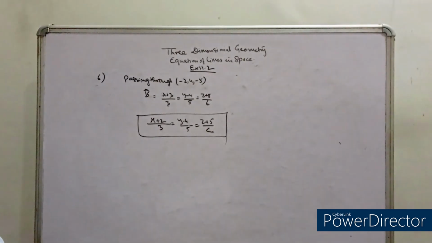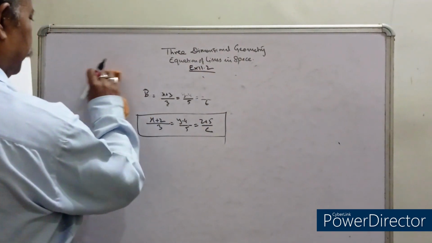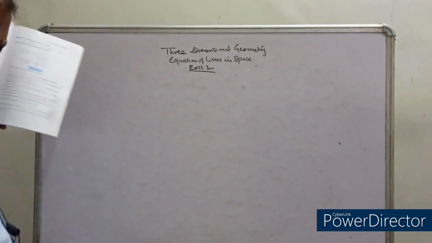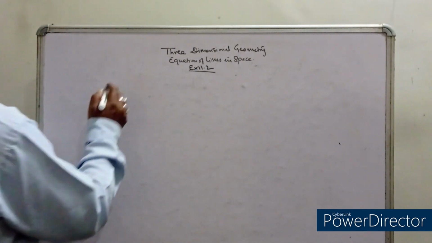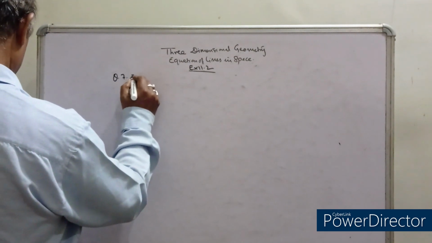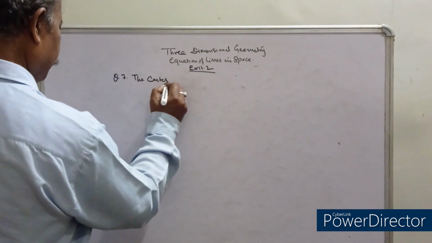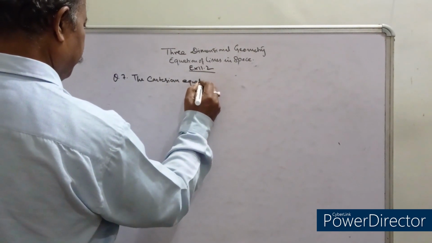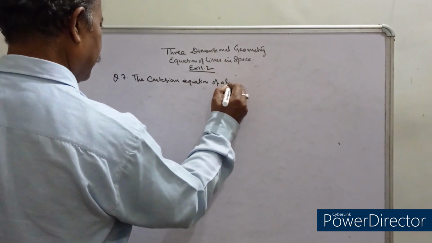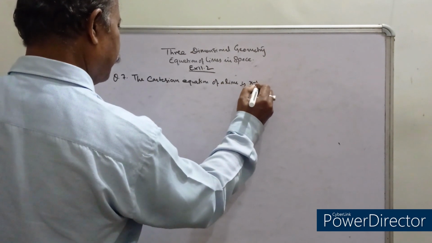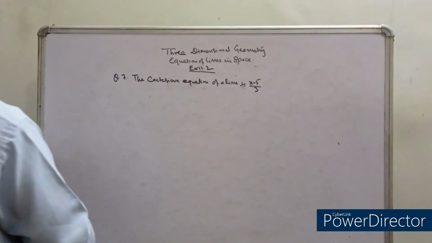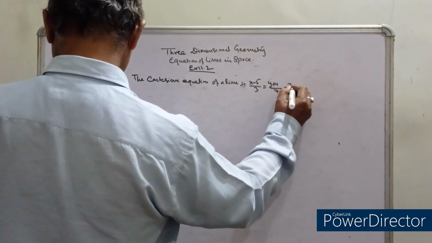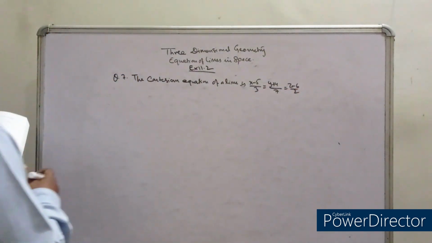See question number 7. Here the Cartesian equation of a line is (x - 5)/3 = (y + 4)/7 = (z - 6)/2. We have to write it in vector form.